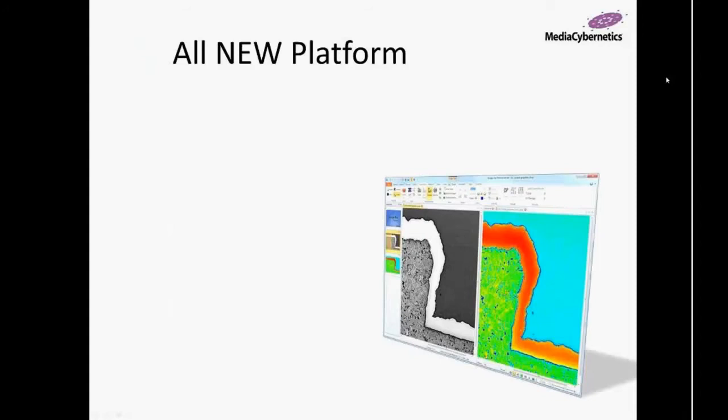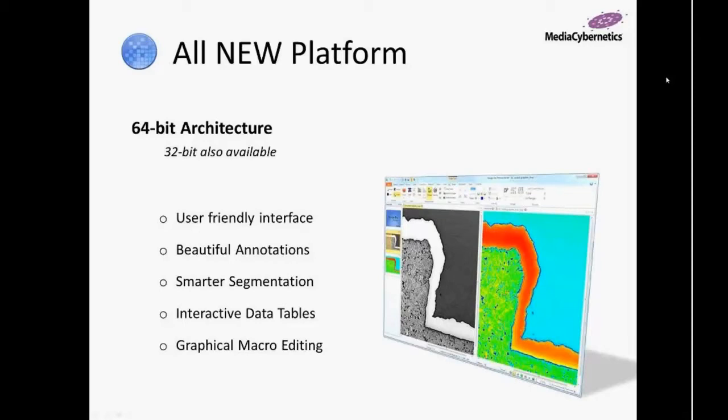Other improvements that are just very general improvements for this new platform, the 64-bit architecture: when we made this upgrade, we were able to add a user-friendly interface on top of it. We were able to make sure that you had beautiful annotations and measurements when you created them, and that when we did our thresholding and segmentation, we decided to make it even smarter by adding our brand new Smart Segmentation option. There are interactive data tables that allow you to see the correlation between the data in the table, objects on the histogram, and the objects themselves that are outlined in your image. If you'd like, you're able to record many of the routines that you run through.